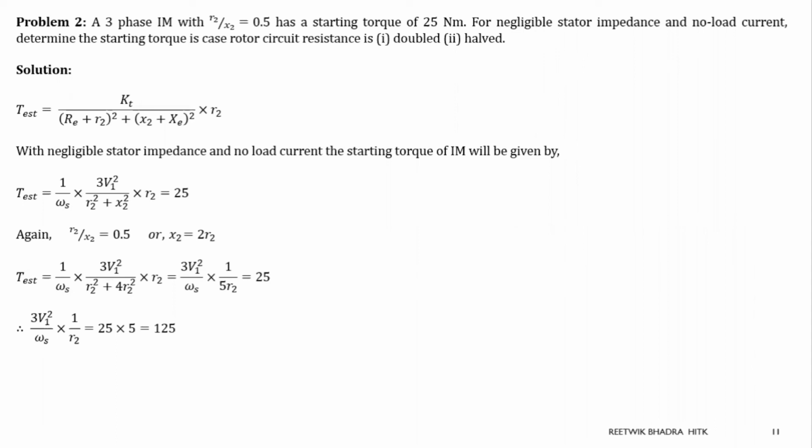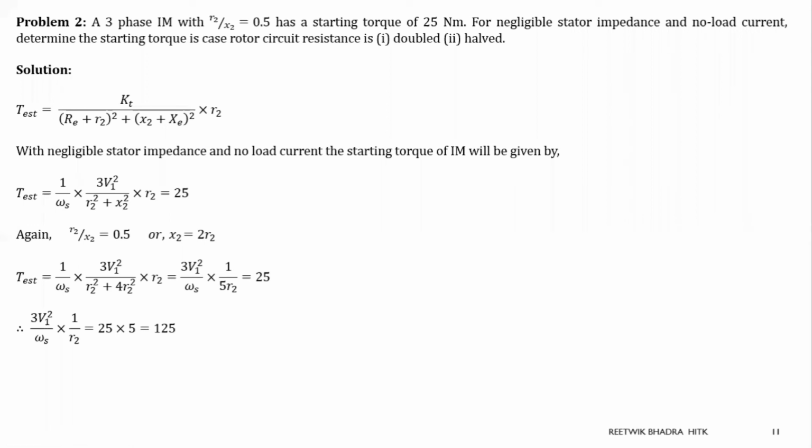A three-phase induction motor with a ratio of R2 by X2 given as 0.5. Starting torque is given as 25 Newton meter. There is negligible stator impedance as stated, and no load current. We have to determine the starting torque if the rotor circuit resistance is doubled, and second, if it is halved. That means once R2 becomes twice R2, and once it becomes R2 by 2. We have to determine the starting torque. This is our starting torque equation. Refer to my previous class lectures. I have taken that equation and written it over here.